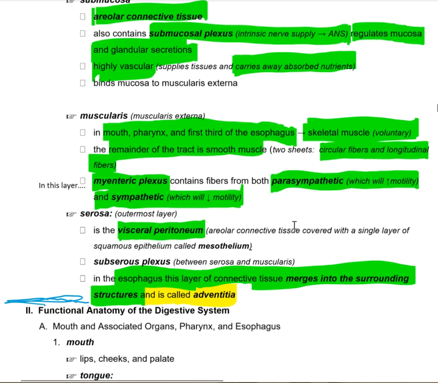Okay? And so I think we're done there with a lot of the anatomy of the GI tract. So what we're going to do next time is we're going to start on the functional anatomy and go into specific parts of the digestive tract and how they work.